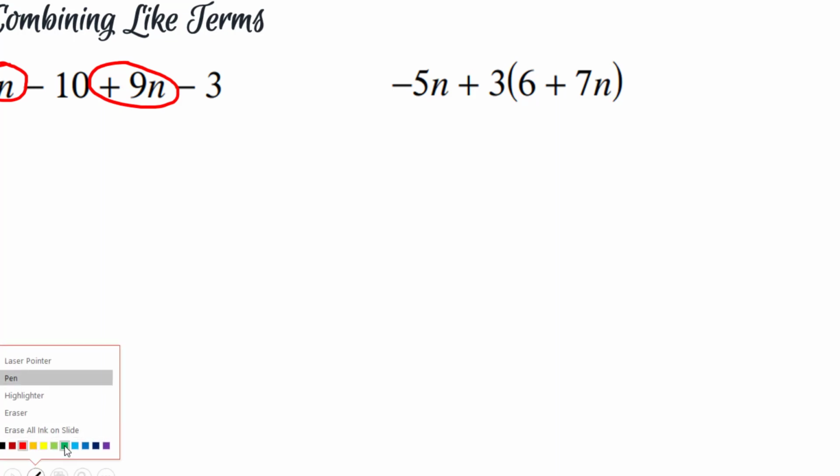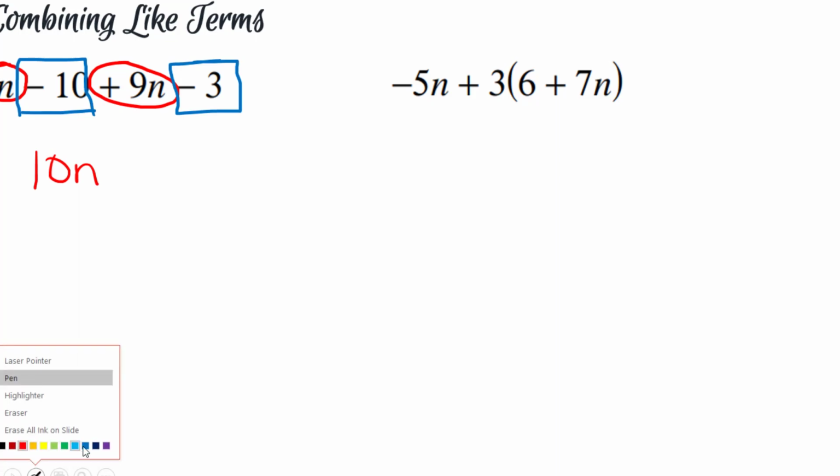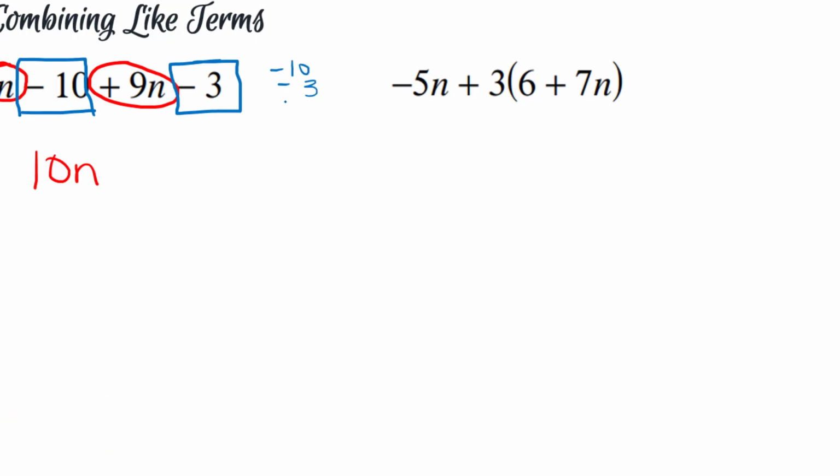Maybe I'll get a different color. If you don't have two different colors, then you could do underlining for the other one. So I'll do that. I have a negative 10, or you could box it even. I'll box it. This one's a negative 10, and this one's a negative 3. Those go together, they're just plain numbers, so that's good. Now I can combine each of these things separately. So I've got n and 9n. That's a combination of 10n. And then I've got negative 10 and negative 3. That's negative 10 minus 3. That's negative 13, so minus 13.